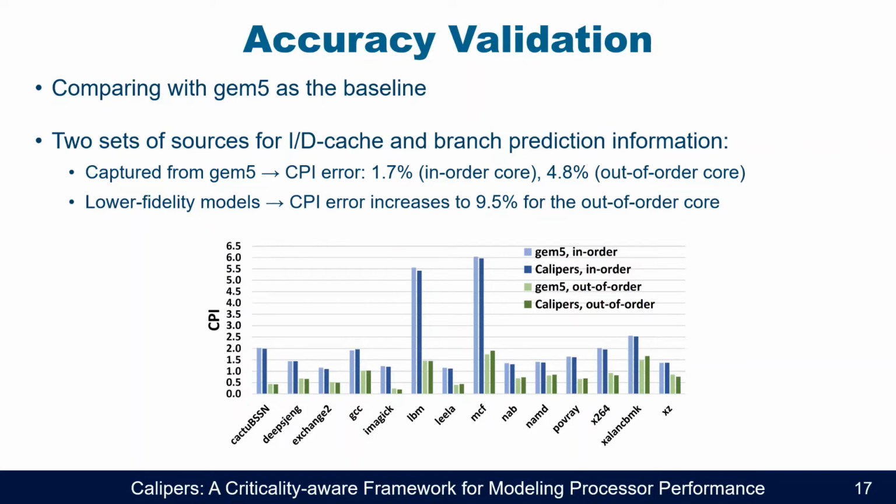I-cache and D-cache access cycles and branch resolution outcomes were captured from gem5 and fed along with a trace to Calipers. The CPI, or cycles per instruction, of the different programs are shown in this chart. As we can see, CPI difference is quite small in both the in-order and out-of-order core models, 1.7% and 4.8% respectively. Alternatively, instead of using the recorded information from gem5, we use the functional memory model and a stochastic branch prediction model of our own. This approach resulted in 9.5% CPI error for the out-of-order model. So using lower fidelity inputs can increase the error, but the accuracy is possibly within an acceptable range, particularly for earlier stage experiments when accurate inputs may be unavailable.